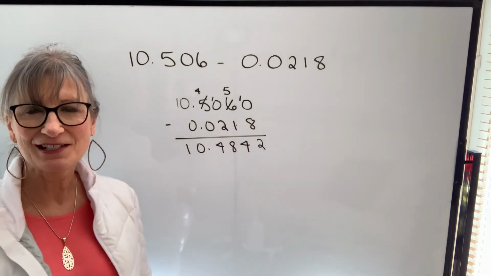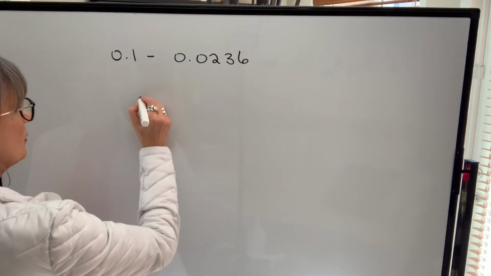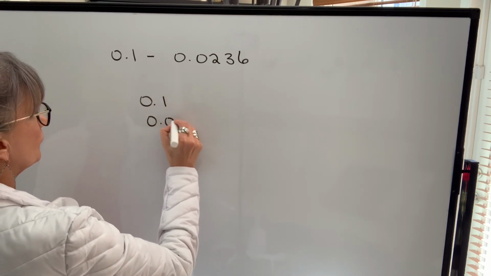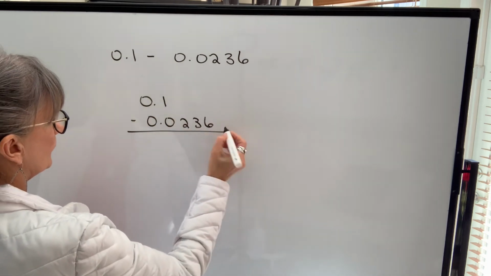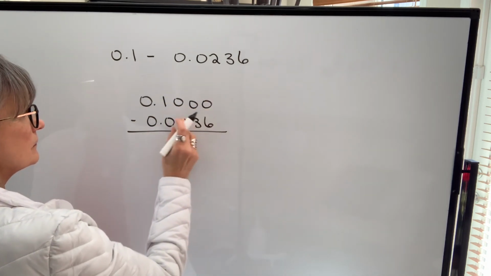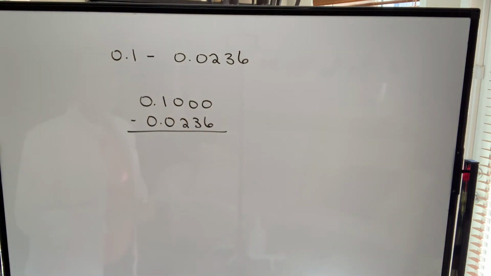Let's try one more example. So first step, we line up our decimal point in both numbers. Let's put zeros in where there's no digits, and then we're going to subtract.